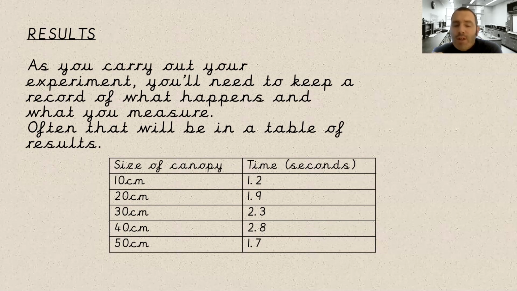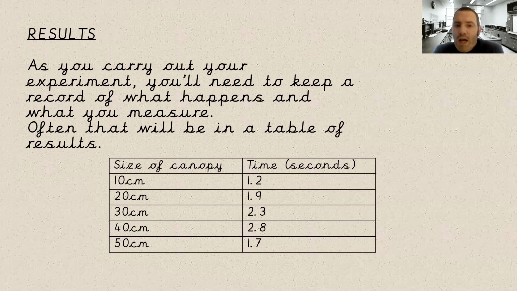It might be the case that something really strange has happened. For example, if we look at the 50 centimeter one, it's fallen much faster than the 40 centimeter one. Now, if for some unknown reason I decided to drop my parachute upside down for the 40 centimeter one and I dropped it the right way up for the 50 centimeter one, that would mean I've done something wrong.